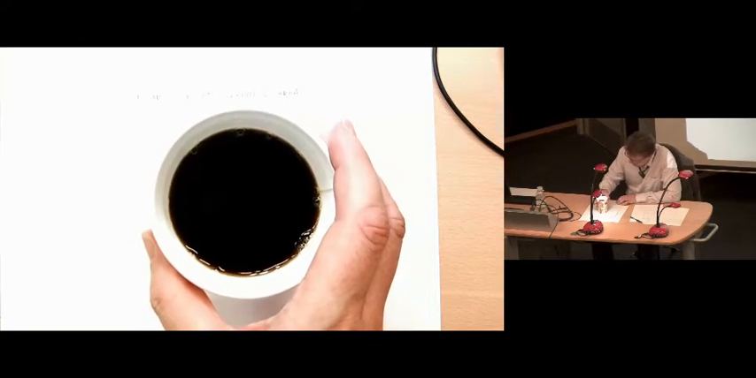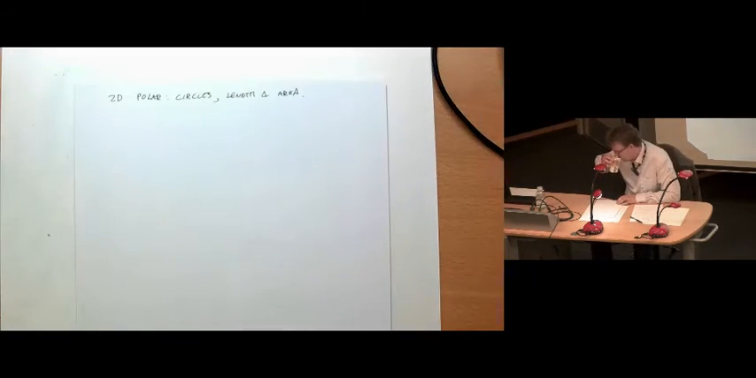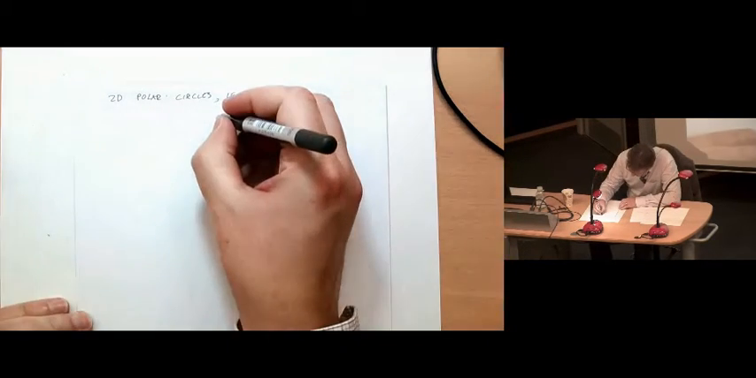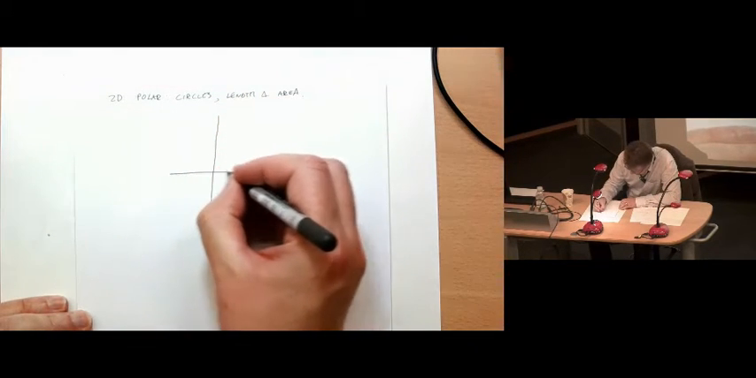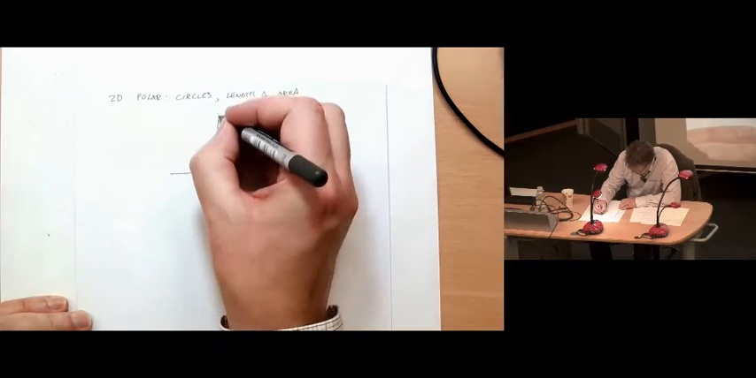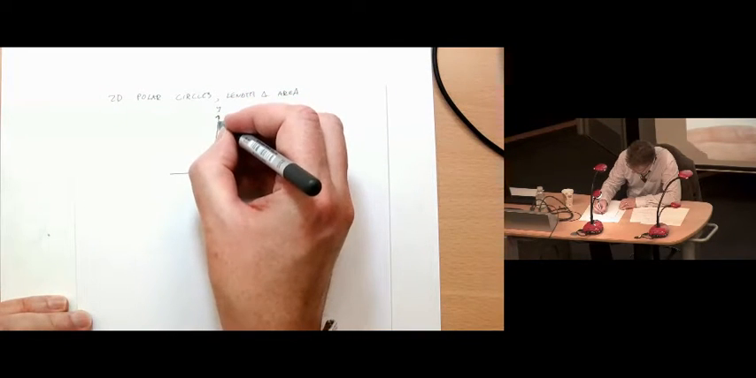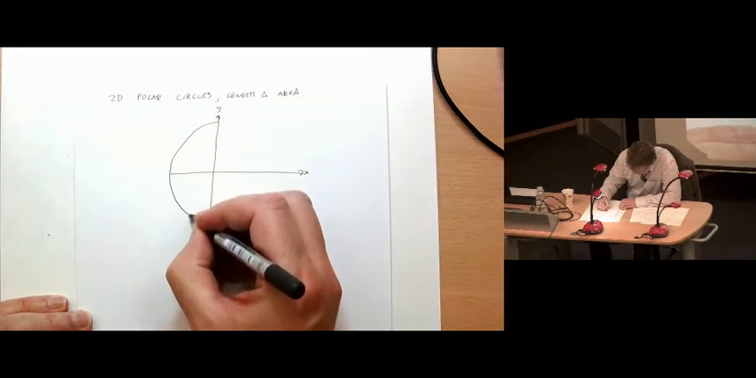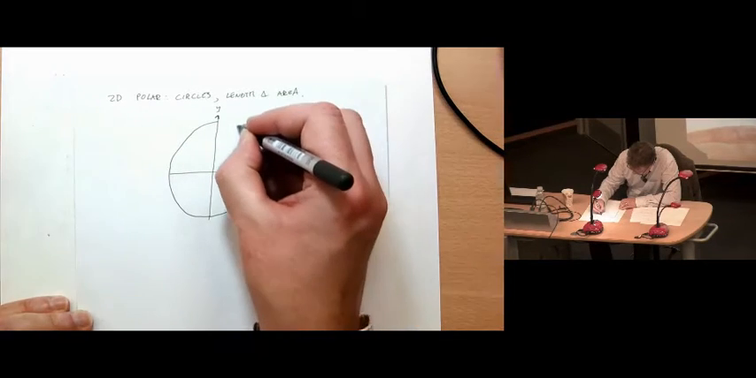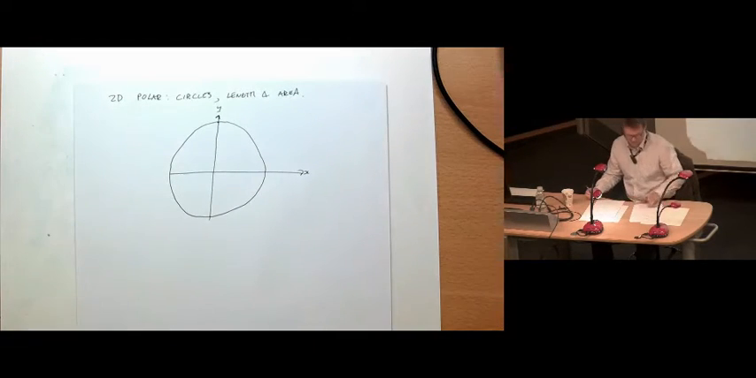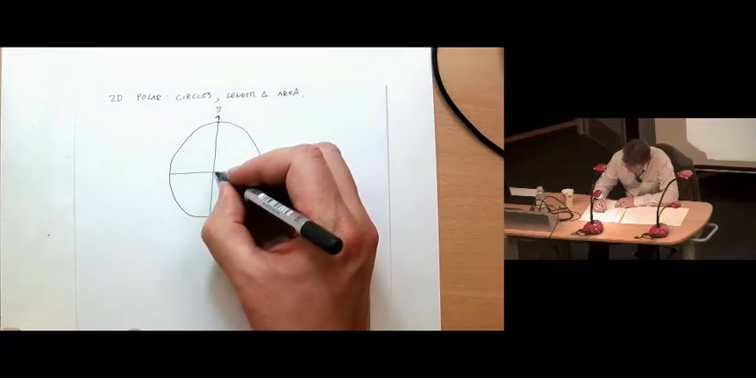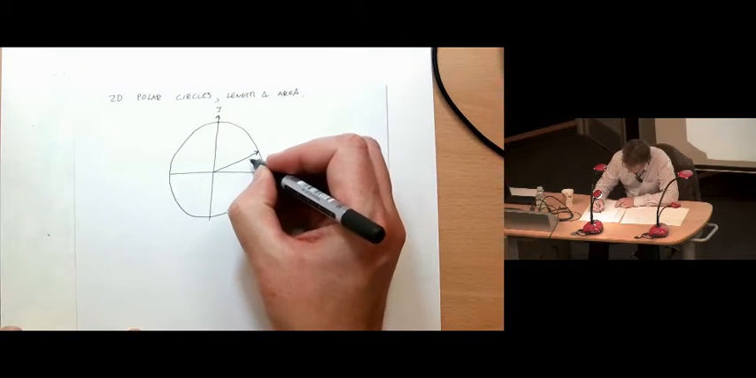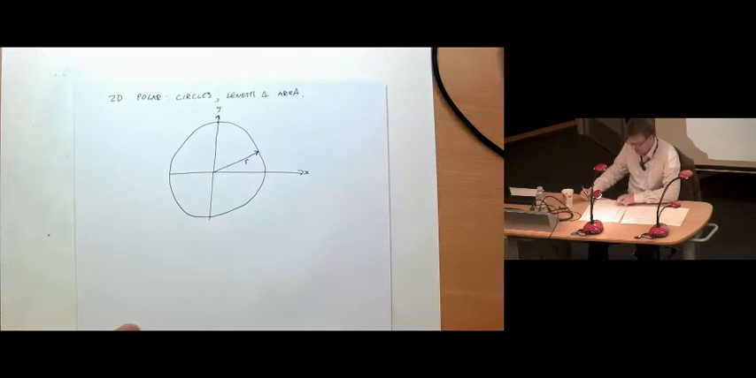So let's draw my cup of coffee. I forgot to get sugar, looks like. So here are my 2 axes, x and y. And here is the edge of my coffee cup, a perfect circle. It's got some radius r, and I want to know what the circumference is.